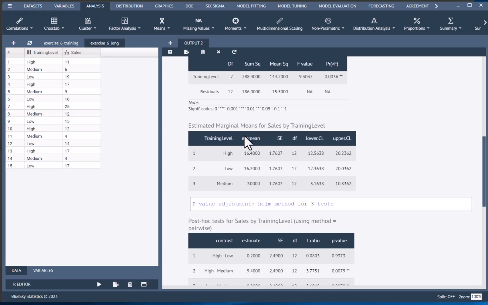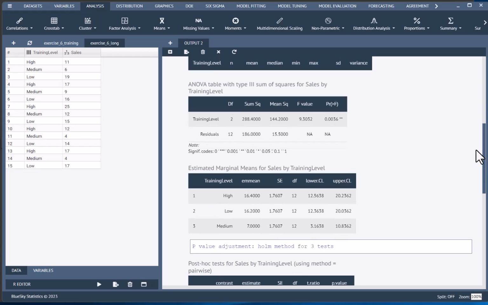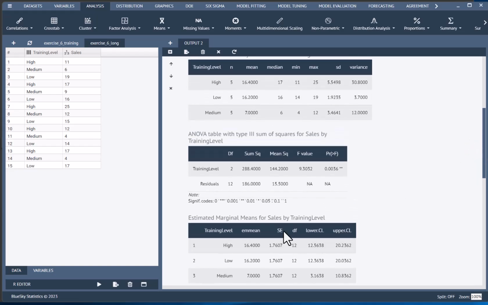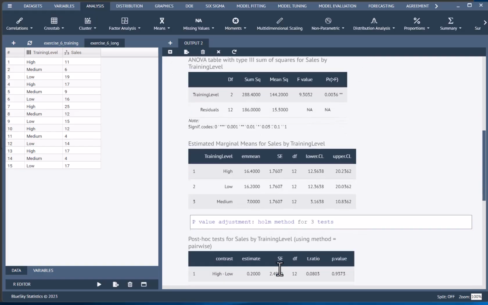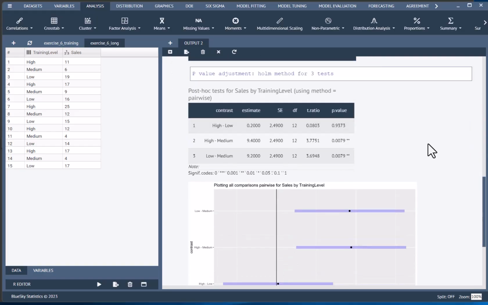For marginal means, we don't really need this because of the way our data is set up. These are the same as just the means. So marginal means and means are the same. Now we're going to do post hoc tests. So we're going to do pairwise comparison.